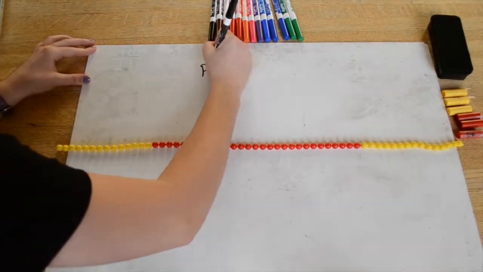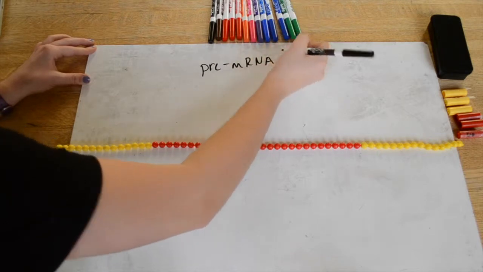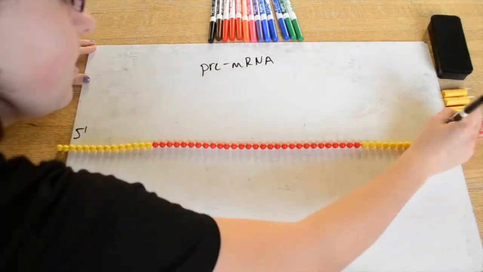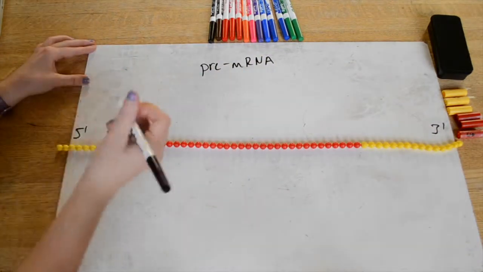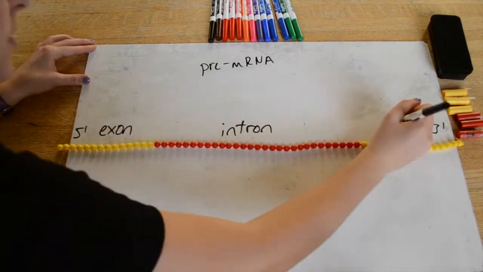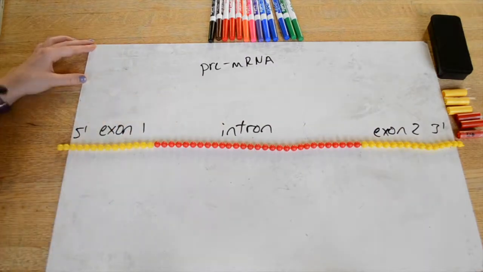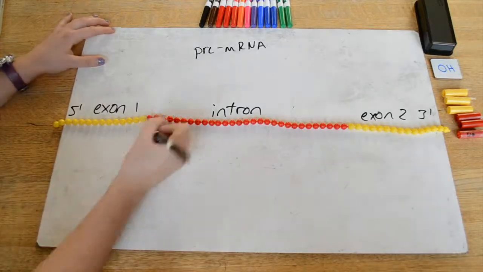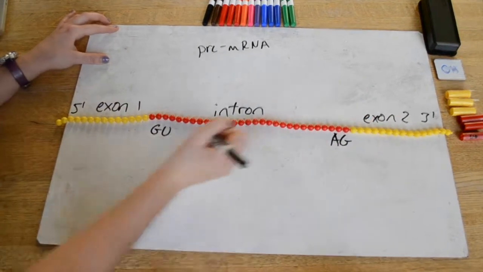This is our strand of pre-mRNA. These are the 5' and 3' ends. To simplify our example, we only have one intron, the sequence in red, and 2 exons, which are both yellow. Every intron starts with the code GU and ends with the code AG.